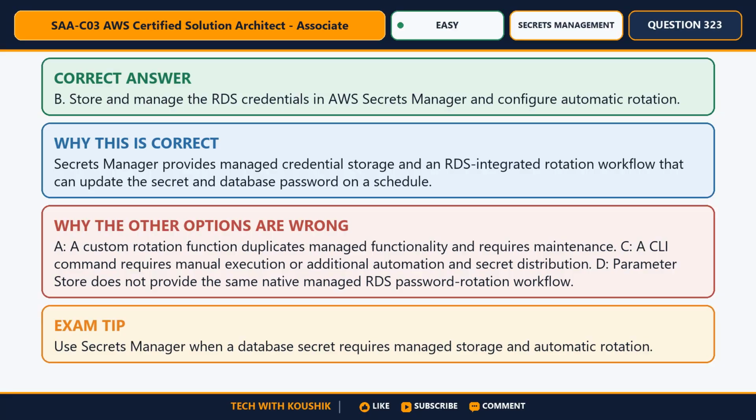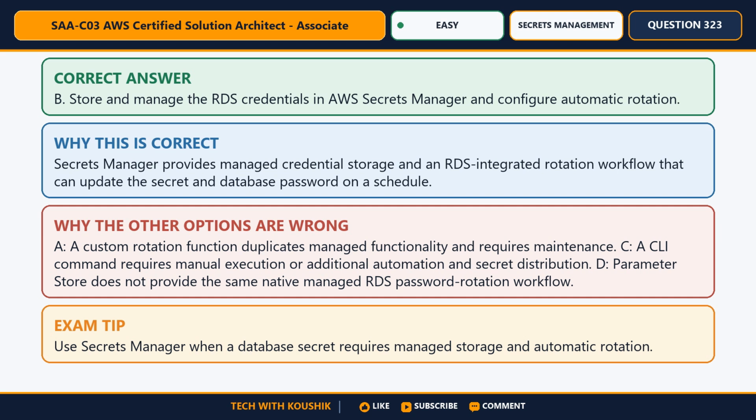The correct answer is B. Store and manage the RDS credentials in AWS Secrets Manager and configure automatic rotation. Here's why. Secrets Manager provides managed credential storage and an RDS-integrated rotation workflow that can update the secret and database password on a schedule.